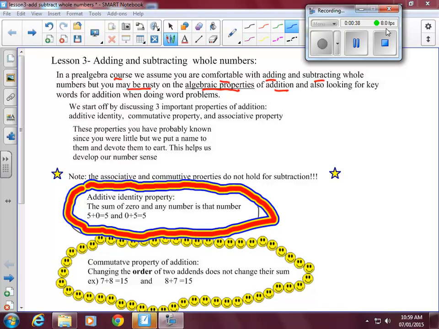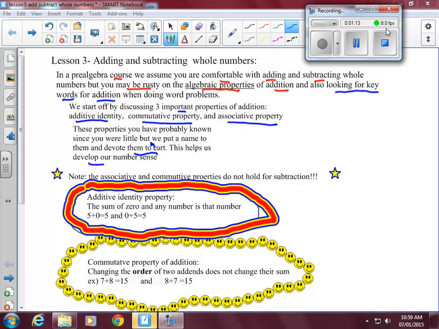That's what's different. Also, when you're reading a word problem, can you look for key words for addition? Do you know what key words trigger you that you need addition to solve that word problem? So we start off by discussing 3 important properties of addition: the additive identity, the commutative property, and the associative property of addition. These properties you have probably known since you were little, but like I said, we're going to put a name to them and commit them to heart. Typo there. That should have said heart.